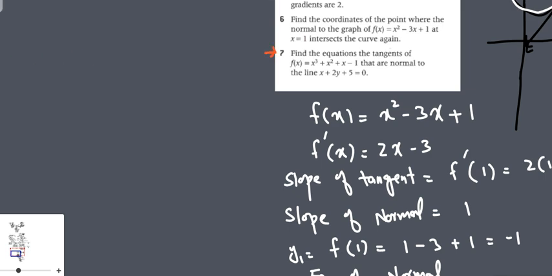In question number 7, it says, find the equations of the tangents of this function that are normal to the line. What does this mean now? You just have to explain the question to me. I will solve it.